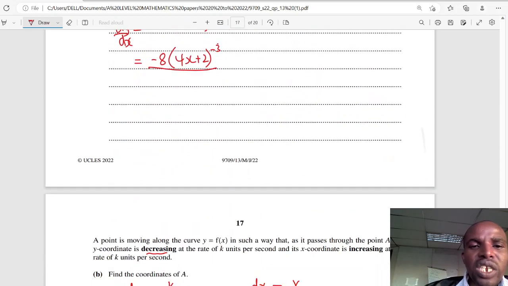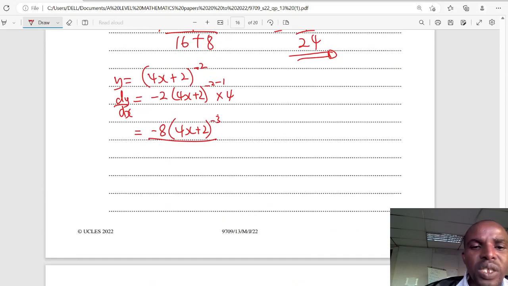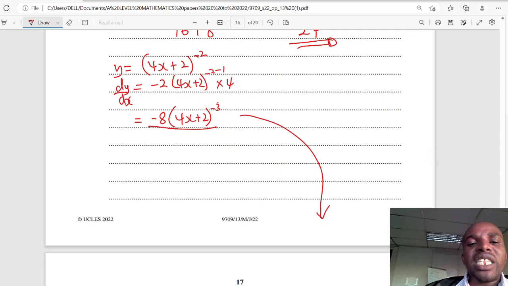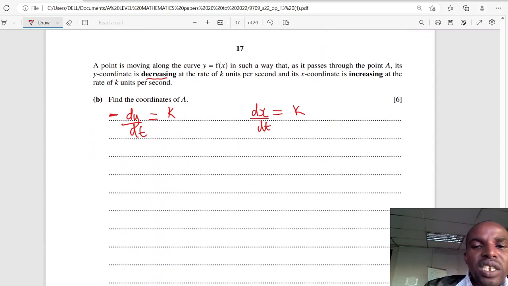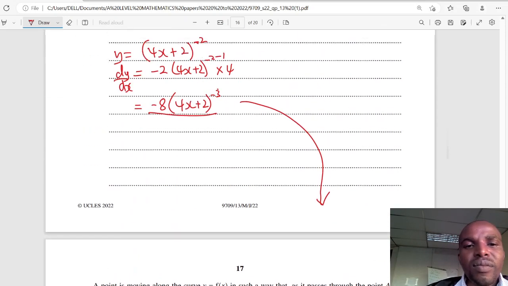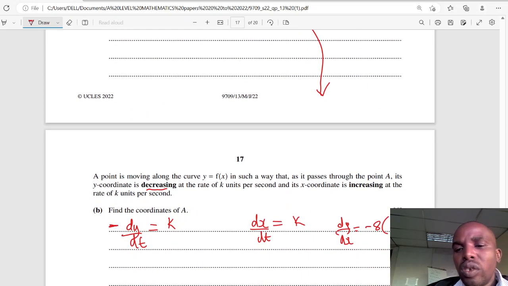Oh, let me put it here. I've put it on the wrong item. Let me just take this one to the other side down there. So dy/dx is minus 8, 4x plus 2, to the power minus 3.